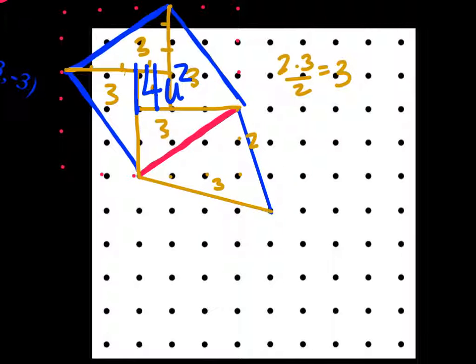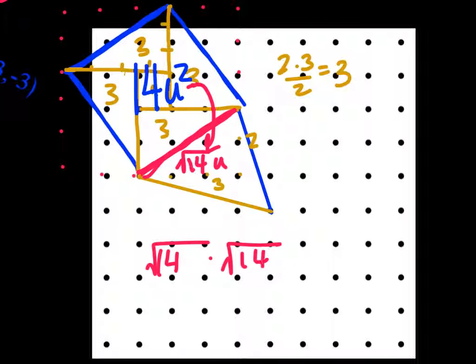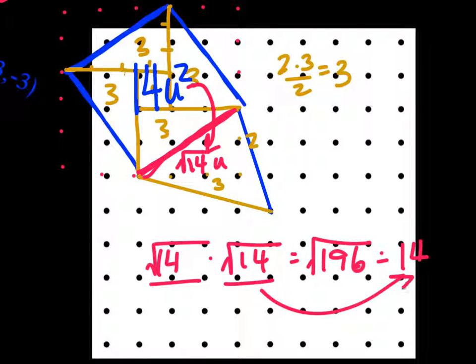And based on what we were just talking about, that means the side length of this particular red side is going to be the square root of 14 units. Because the square root of 14 times the square root of 14 equals the square root of 196, which equals 14. So here's a side length times a side length, and that gets us an area.